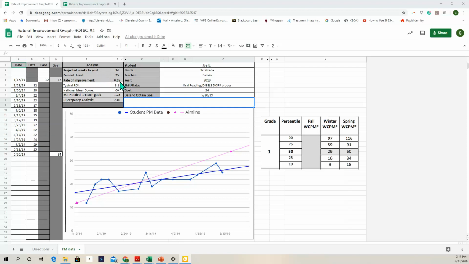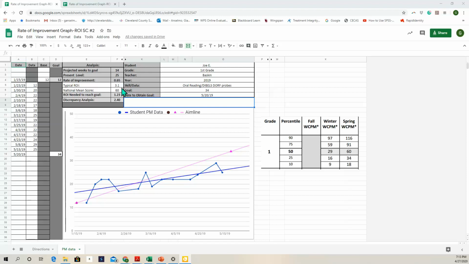The rate of improvement for this child, this is how many words correct they are gaining per week. So there we see this child is gaining 0.65 and typical rate of improvement is 3.1. That is a significant difference. It's almost 5 times discrepant from typical growth. I'll go into that a little bit later.